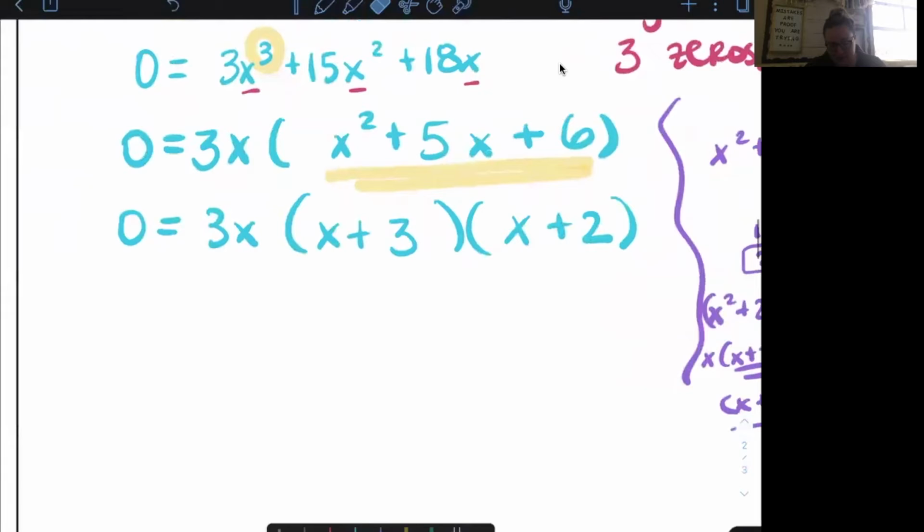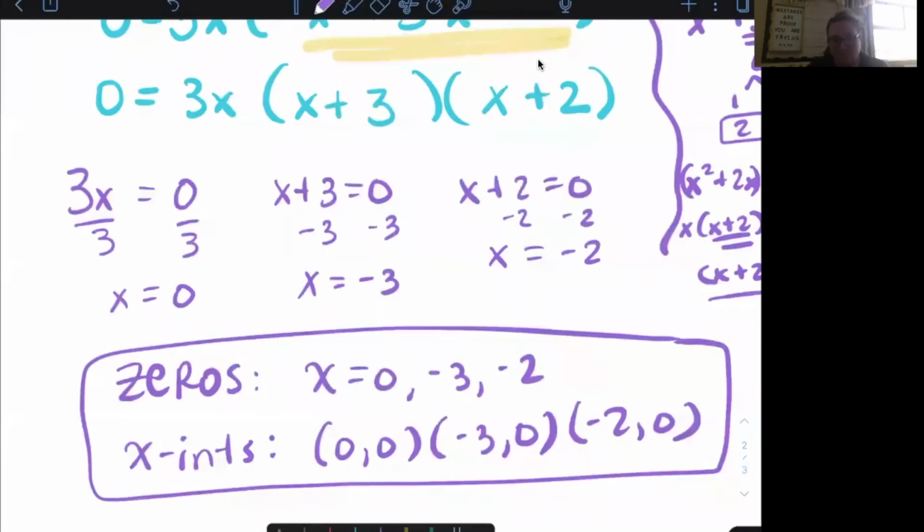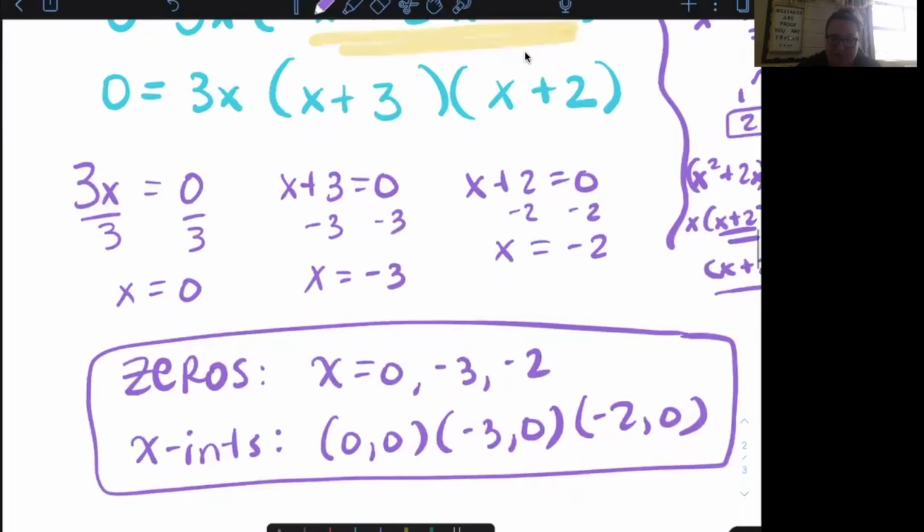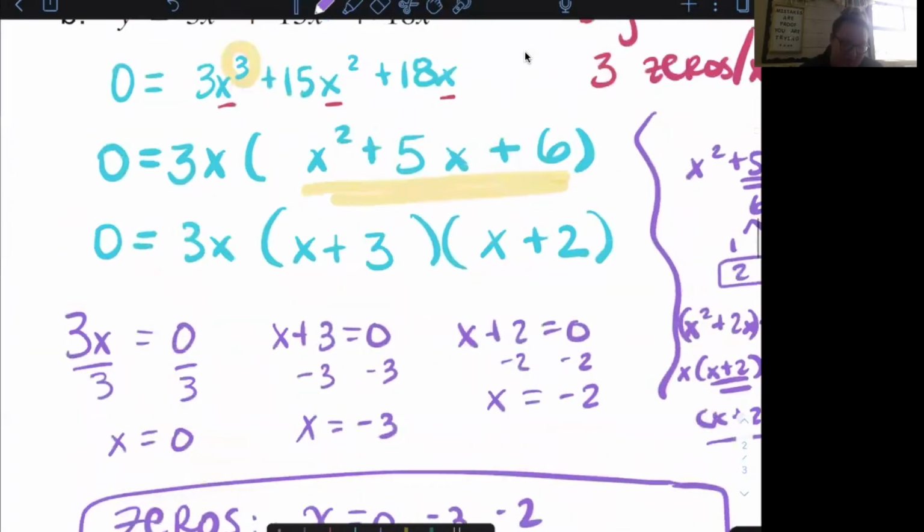All right, now you're ready to set each factor equal to 0 and solve for x. So go ahead and do that. Press pause and then press play when you're ready to check your answers. Go for it. So as you can see, I found 3 real solutions. I got (0, 0), (-3, 0), and (-2, 0) for all 3 x-intercepts that this function will have.